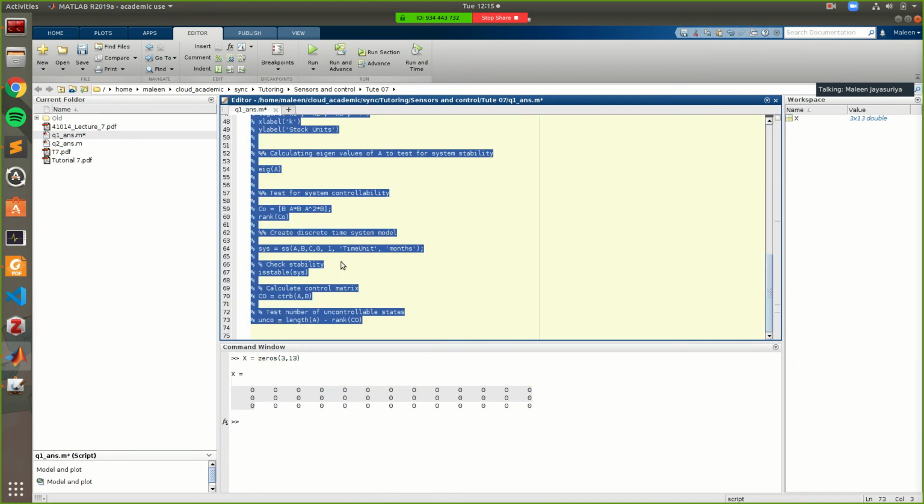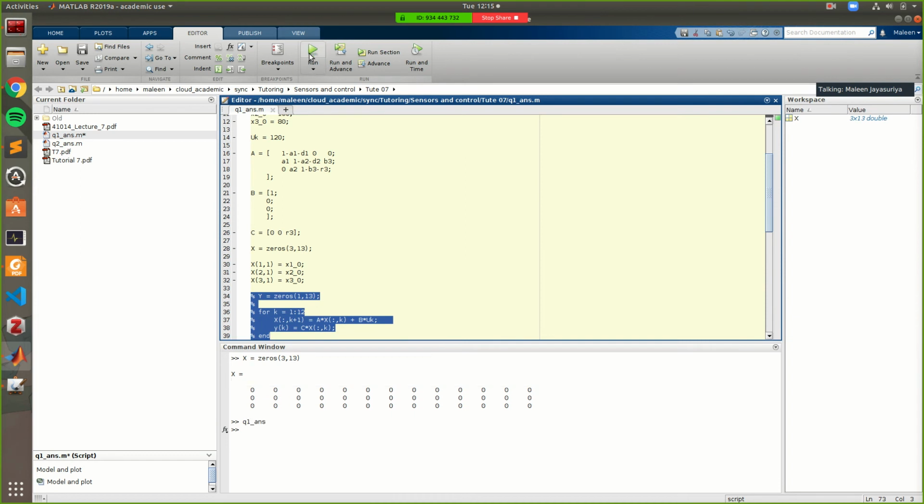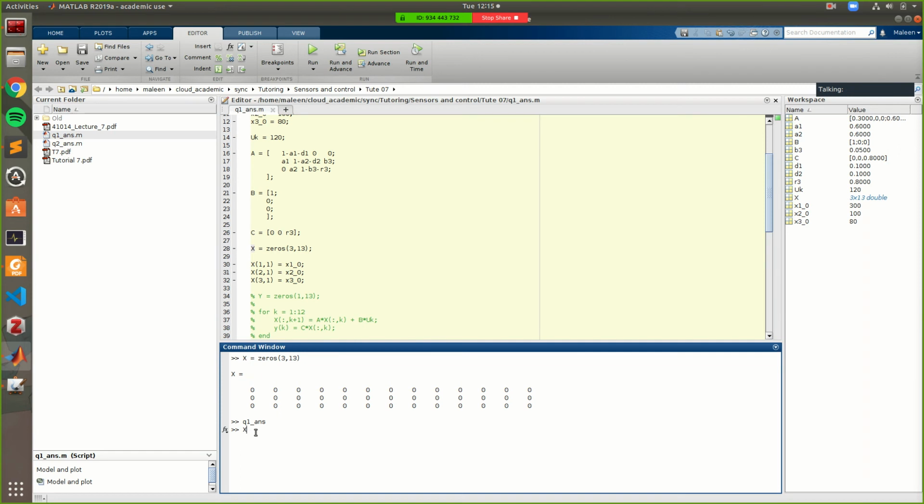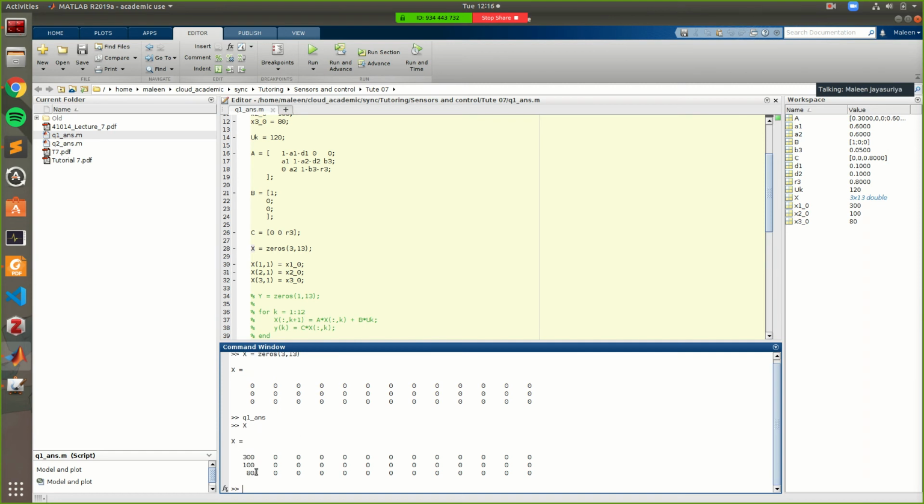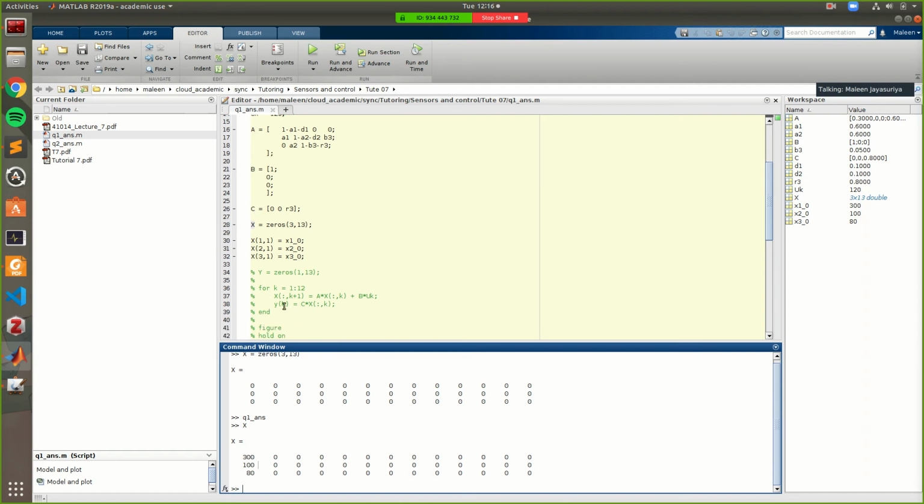So if I comment this out and I run this, now if I look at what X looks like over here, you can see that the first column has been filled up with the initial 3 states of our system. So what we're going to do is see, as the months go by, how these states are going to change over time. Right now we have this empty matrix, and we are going to fill it up with what's happening to the states at each month, right?